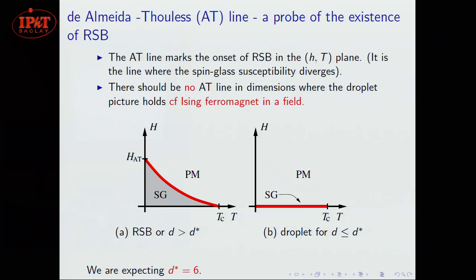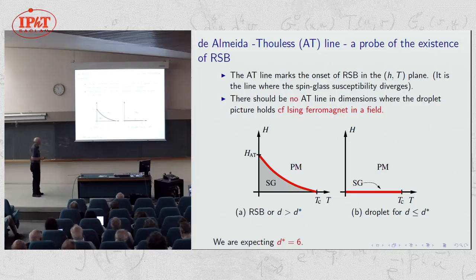I want now to turn to the second part of my talk, which is on perturbative RG calculations based on what happens in connection with the so-called de Almeida-Thouless line. And this is advertised as a probe of the existence of replica symmetry breaking. The Almeida-Thouless line, the AT line, marks the onset of RSB in the field temperature plane. So in the high temperature phase, you're in the paramagnetic phase, you cool down, you cross the AT line, and you go into the spin glass phase with replica symmetry breaking. And this is a scenario which you find in the Sherrington-Kirkpatrick model. There is a well-defined line on which the spin glass susceptibility diverges.